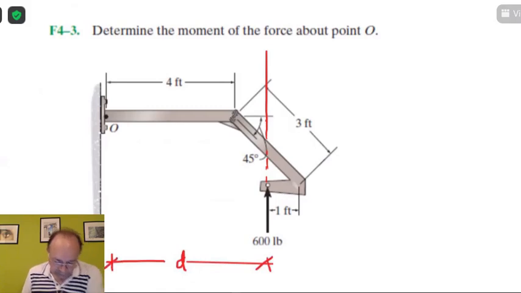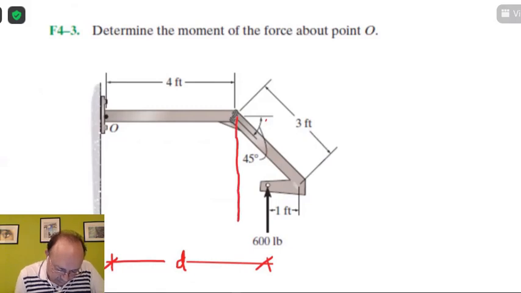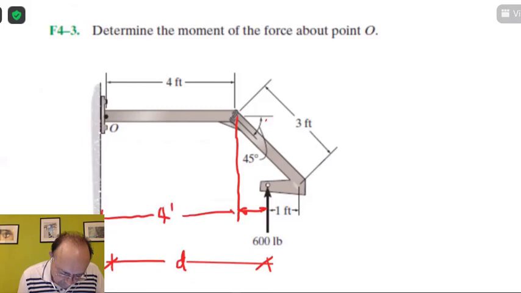That's all we need to find. So it's a matter of a little geometry here. Let's see. So we have this 45-degree angle right there. So basically all we need to do is to find this distance right here, and the distance d will be 4 feet plus this distance. Let's call it x right there.